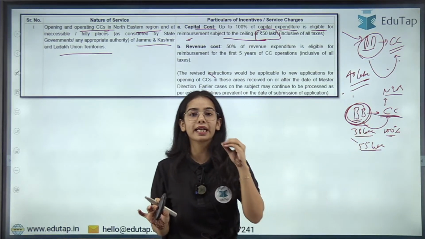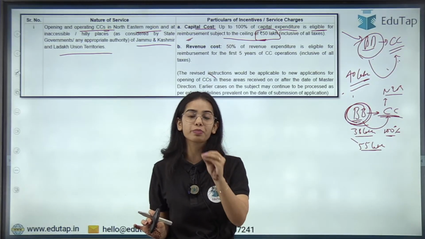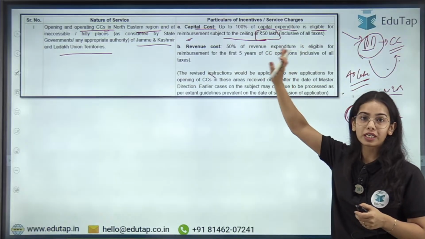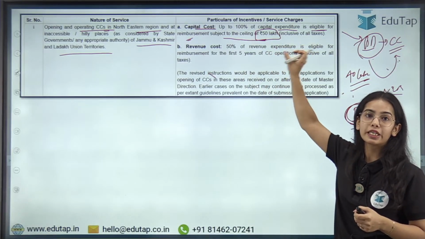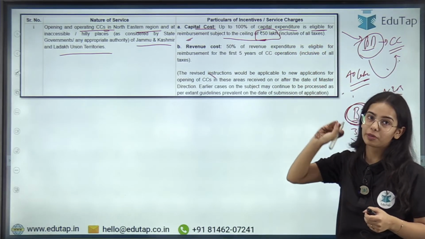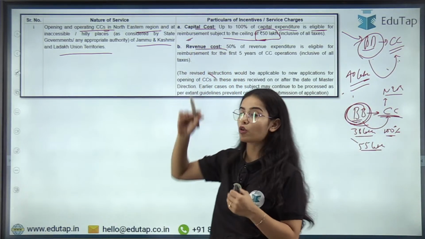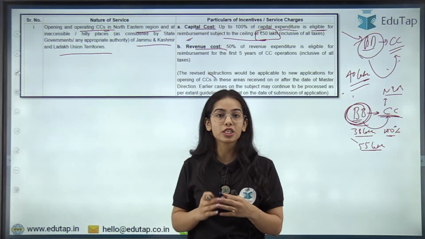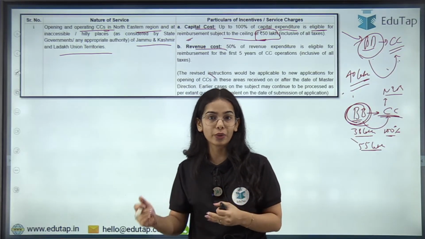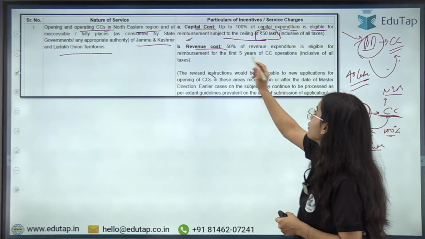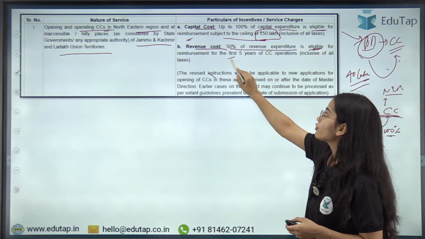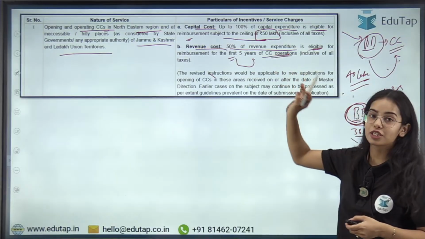So this is the idea: capital cost up to 100% of capital expenditure is eligible for reimbursement, but there is a ceiling of 50 lakhs that you need to keep in mind. Okay, revenue cost, that is for the day-to-day operation and maintenance of the currency chest. So 50% of the revenue expenditure is eligible for reimbursement for the first 5 years of currency chest operations.